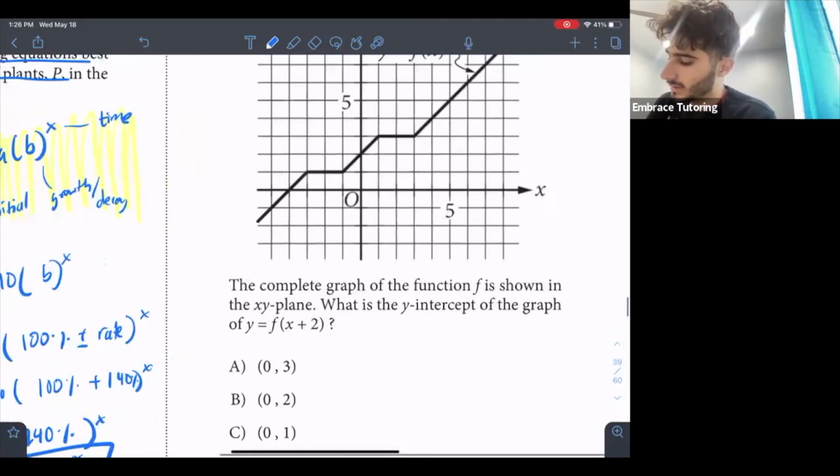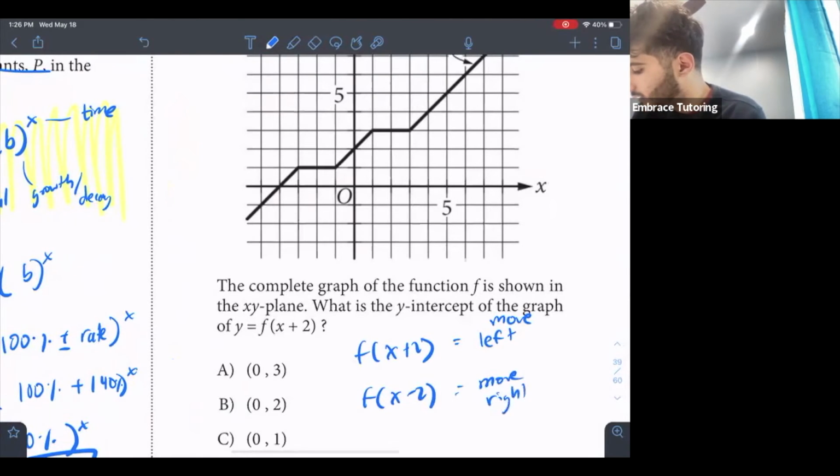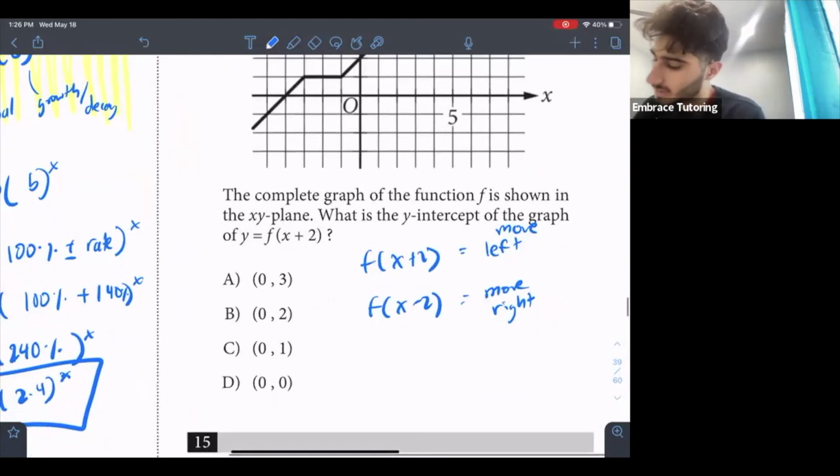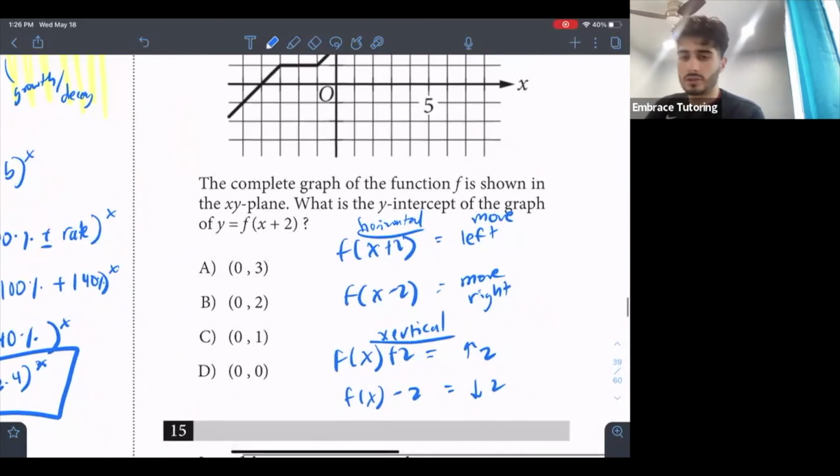So basically, f of x plus 2 means you move towards the left. f of x minus 2 means move right. These are the transformations, and they're horizontal. Now, if it was f of x plus 2 outside the function, those would be vertical transformations, meaning it would be up 2. f of x minus 2 would mean down 2. And so that's what you would do.